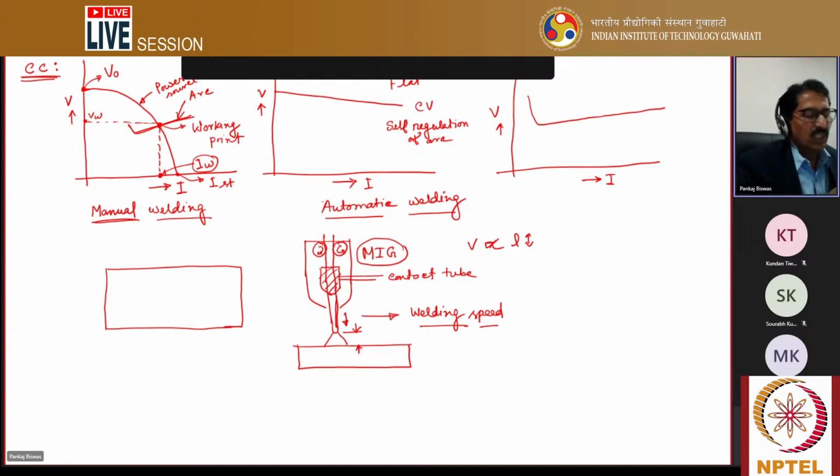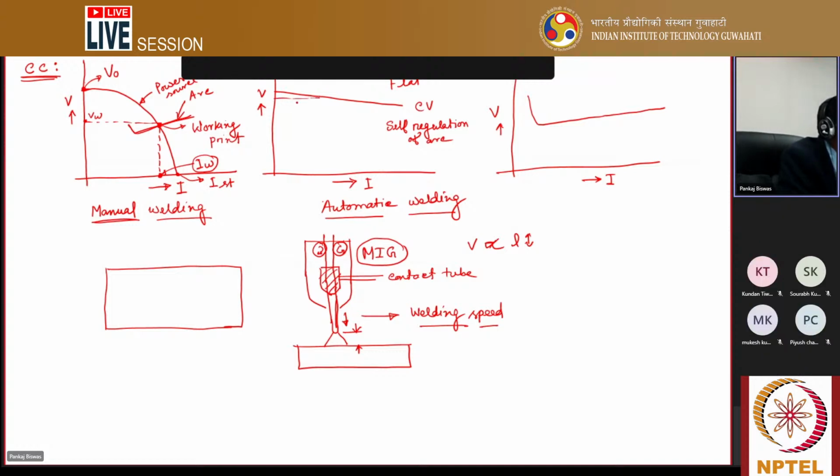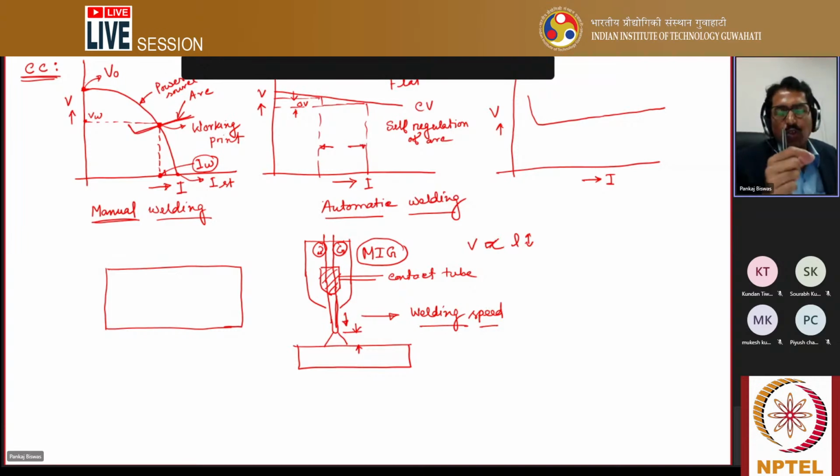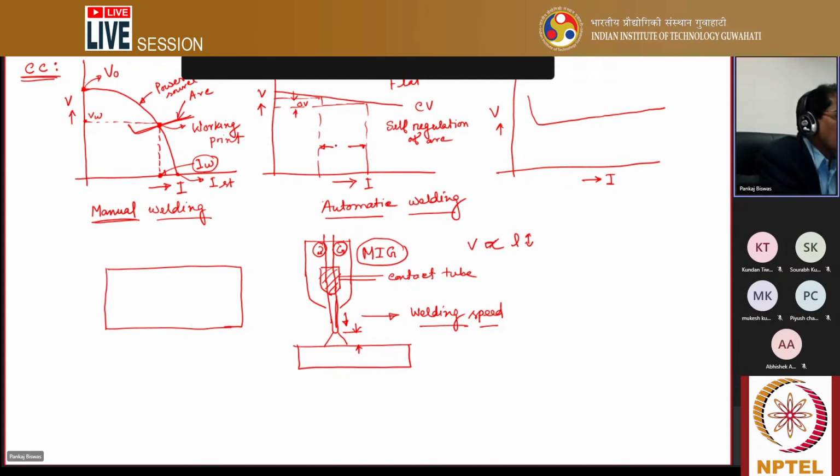So if there is a marginal voltage change, then in case of flat characteristics, you can observe that for a small amount of voltage change, there is a huge change of current. So if there is a fluctuation of the electrode, there will be either lowering of the melting or increasing of the melting by increasing the current more. For a small amount of voltage change, more current is changing here.